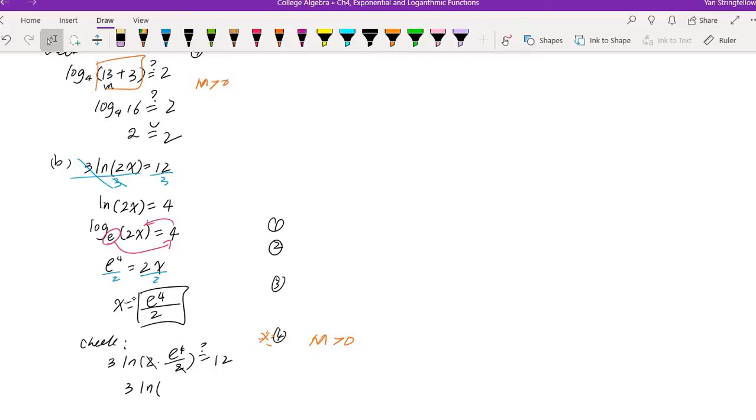This is going to be canceled, and then e to the 4th power. And then you're going to check it. It's going to give you 12. Now you look, what is our m in this case? You have to realize that this is your m. Okay? What is the e to the 4th power?